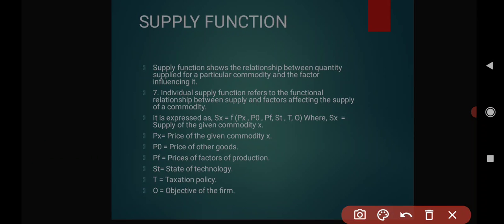Supply function shows the relationship between quantity supplied for a particular commodity and the factors influencing it. Individual supply function refers to the functional relationship between supply and factors affecting the supply of a commodity. It is expressed as supply is the function of price of the commodity, price of other related goods, prices of factors of production, state of technology, taxation policy, and objective of the firm.